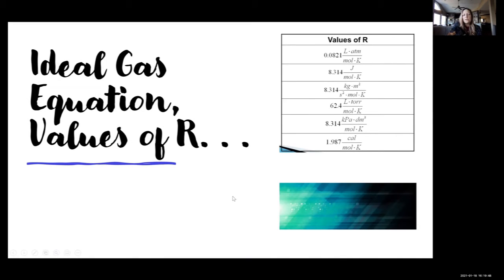So your ideal gas equation, here are your values of R. So here are some examples. Oops, my face is in your way. Of some values of R. And the video makes more sense of that.